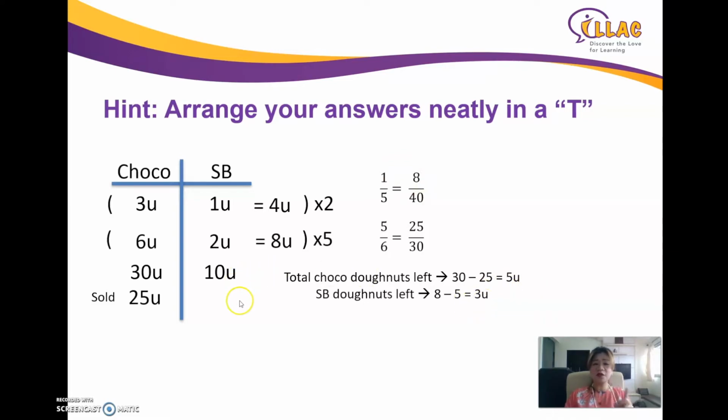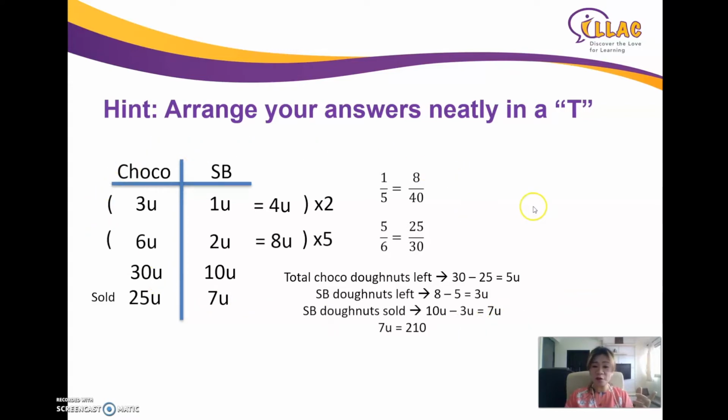So if I'm left with 3 units, how many strawberry did I sell? 10 minus 3, I get 7. Therefore, this 7 units is the 210 donuts I sold. Okay, which is what the question gave you. 210 strawberry donuts were sold.